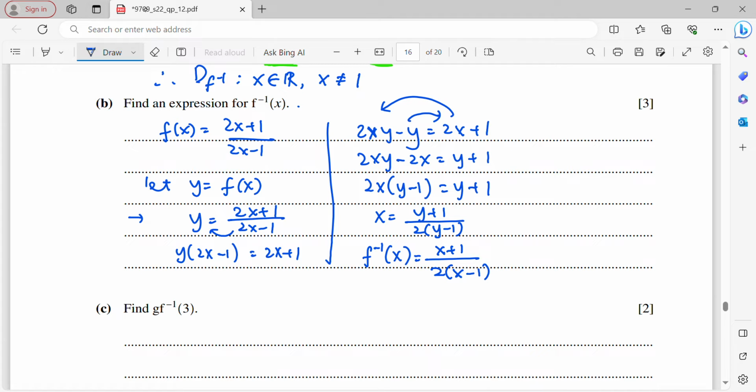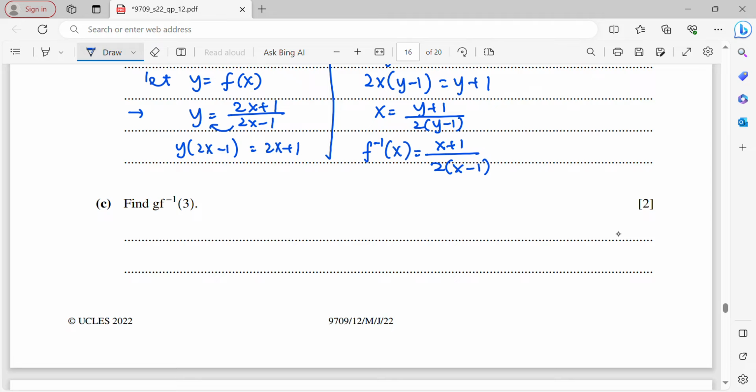Okay. So now, find gf inverse of 3. So I can find f inverse of 3 first. So f inverse of 3 equals, just replace the x by 3. So (3 + 1) over 2(3 - 1). That means you're getting 4 over 2(2). So it is 1. So therefore gf inverse of 3 is the same as g(1).